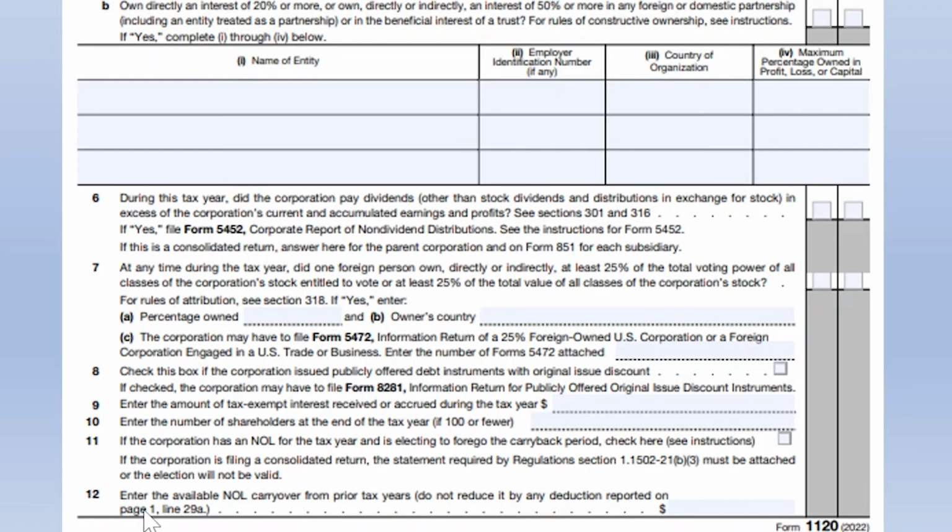And on line 12, you will tell the government how much loss you had in the previous year, or the loss you have not used, which carries over into this year. So you can use this loss this year if you have income, or you can continue to carry it forward if it has not expired. So we can have a whole section talk about net operating loss.